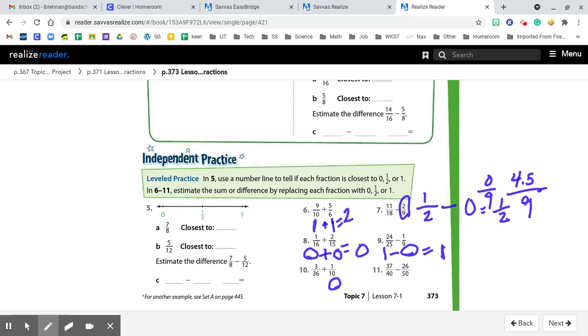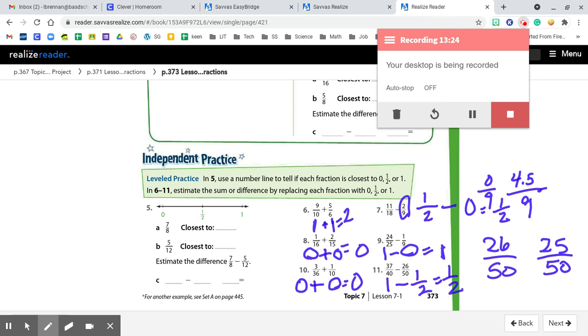And watch your sign. Make sure you're doing the right sign there. 3/36 is really close to 1/36, so that's going to be another 0 plus 0 equals 0. And 37/40 is close to 40/40, which would be a whole. 1 minus, now for this one, 26/50. The halfway would be 25/50. That's halfway for 50, so that's pretty close to that. So again, we're subtracting here. 1 minus 1/2 is 1/2. Okay, go do some buddy work.